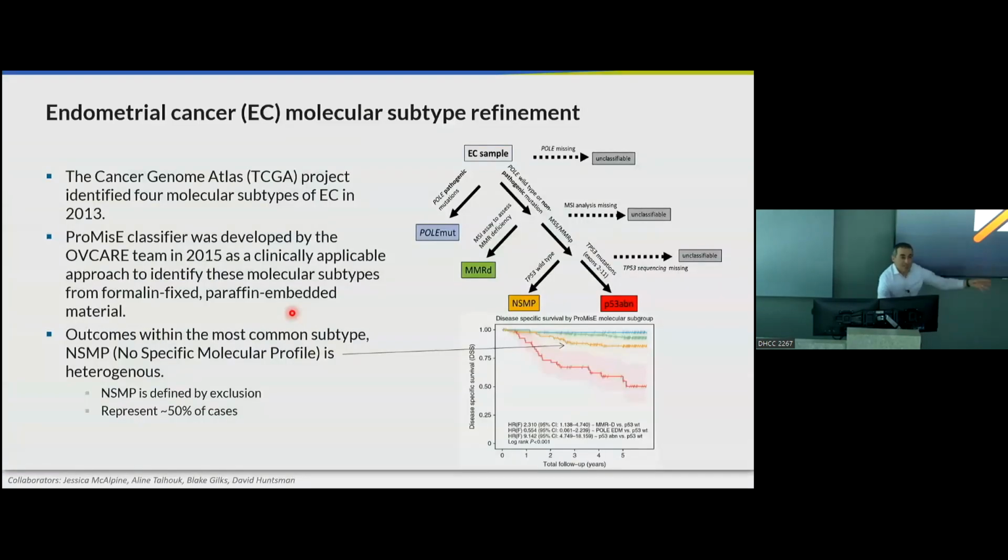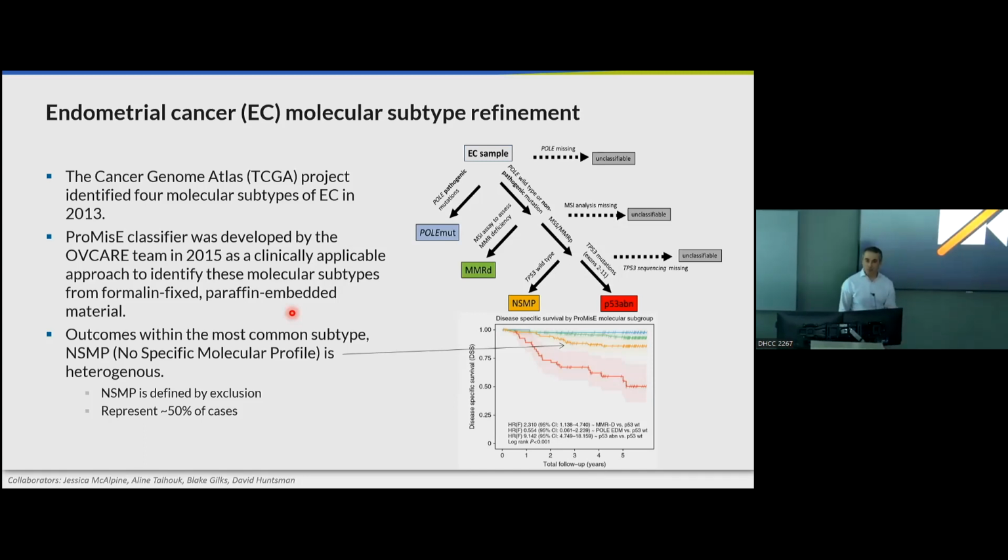This one I will try to quickly go over, because this is also an important study that we're working on, on endometrial cancers. The Cancer Genome Atlas project in 2013 came up with 4 molecular subtypes of endometrial cancers. Then Jessica McAlpine and colleagues came up with a classifier called PROMISE, an assay that is more clinically applicable and mimics those four molecular subtypes, because the TCGA discovery was done on fresh frozen samples, and it wasn't possible to take that forward.